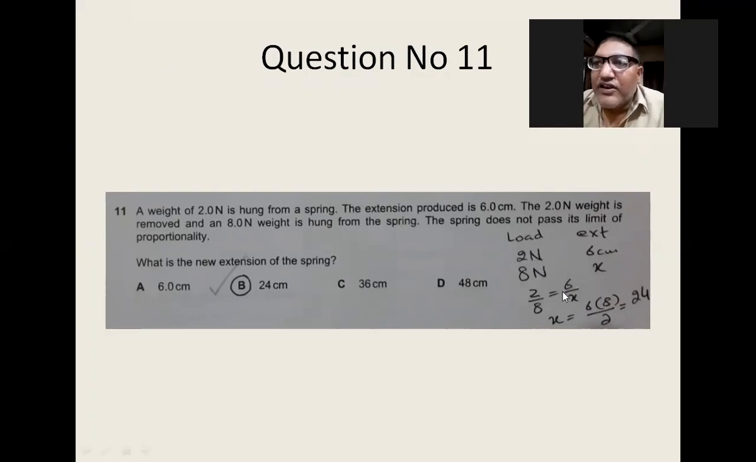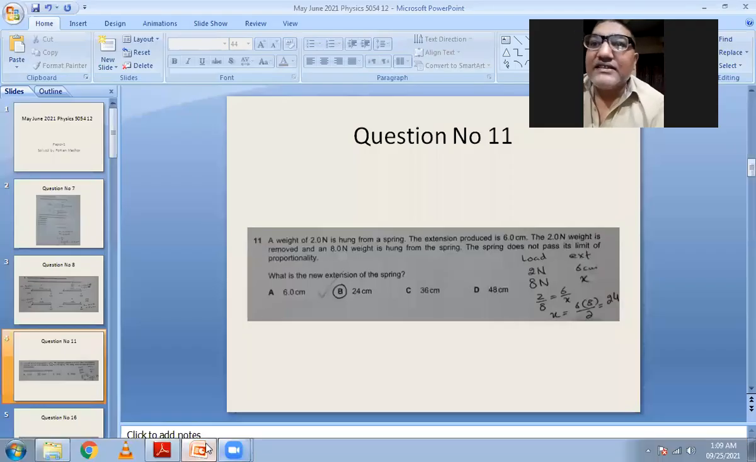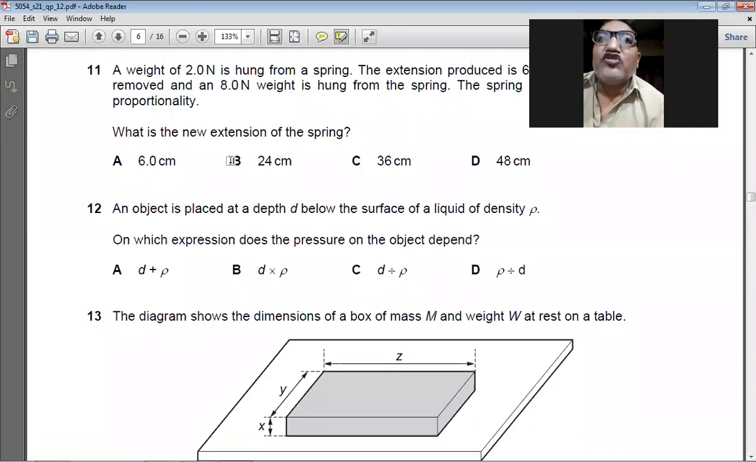So I wrote here 2 by 8 is equals to 6 by X, cross multiply. So X will be equals to 6 into 8 divided by 2. 6 multiply 8 is 48, divided by 2 is 24. So the extension will be 24. So I think B is the right option. Question number 11, B is the right option. Yes, B is the right option, sir.